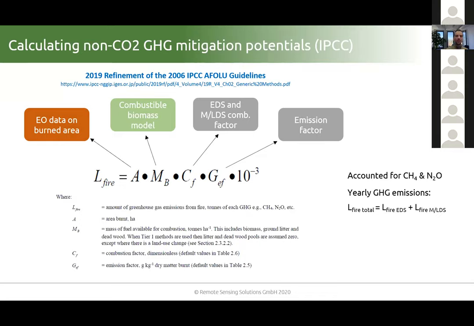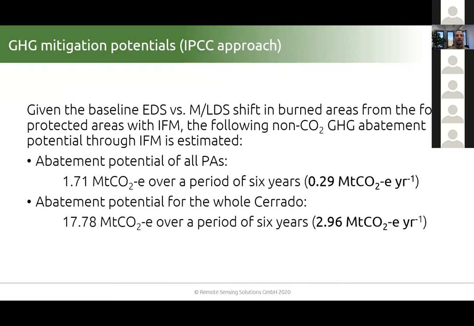And so for the combustion factor and the emission factor, these are default values from IPCC. So let's say the math is still ongoing. These are calculations we are doing these days, but we try to upscale the estimated greenhouse gas mitigation potentials using this IPCC approach. So given that baseline that we found with a shift in the burned areas from the four protected areas with IFM, the following non-CO2 greenhouse gas abatement potentials through IFM were estimated.